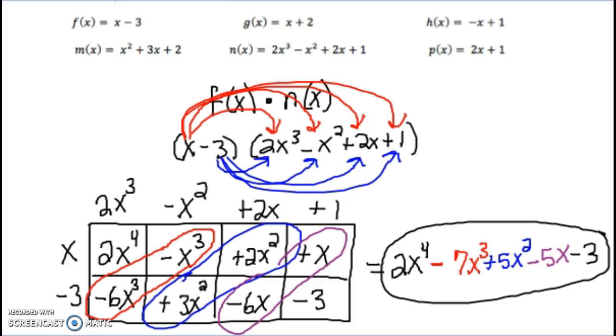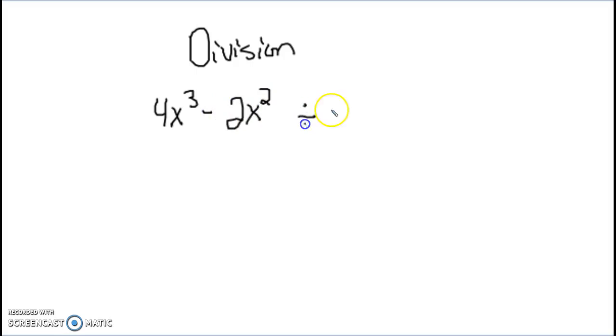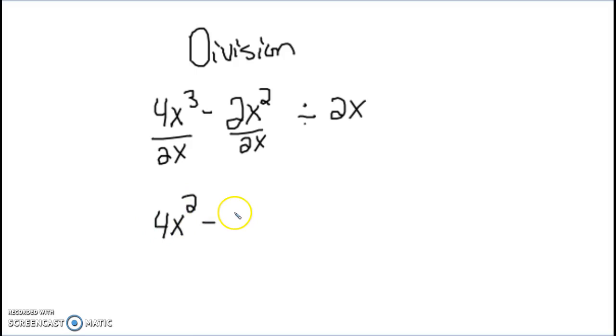Now, so far in life, we have only divided, like, we've taken a polynomial. These actually won't work for the type of division that we have done. So far, we've only done something like 4x to the third minus 2x squared divided by 2x. And that's when you just divide each term by 2x. And you get something like 4x squared minus x. Because the 2's do what?